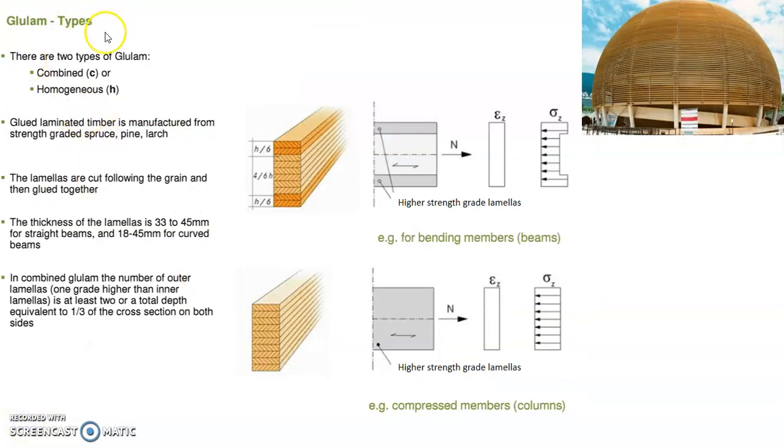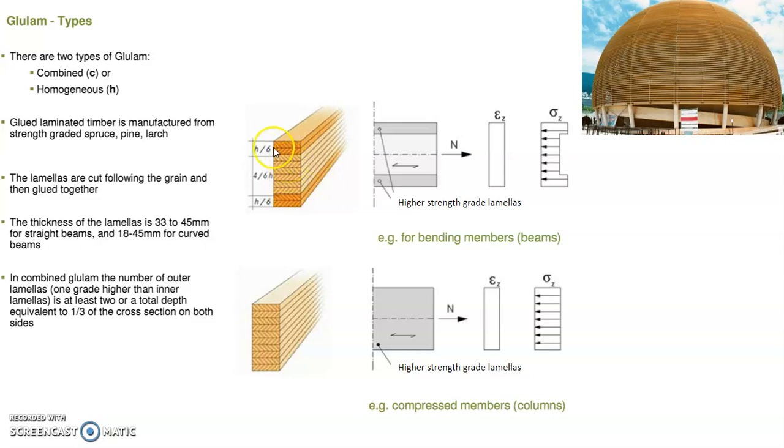The advantage of glulam lies in the flexibility to have a glulam that is made from homogeneous plies or a glulam that is made from a combined ply. This shows you a glulam that is made from a combined ply, where we combine the strength. The top plies and the bottom plies are made from timber that has a higher strength, whereas the middle plies are made from timber that has a lower strength.